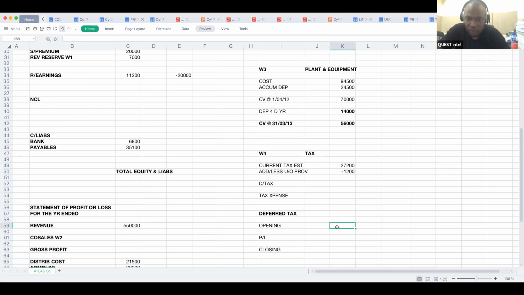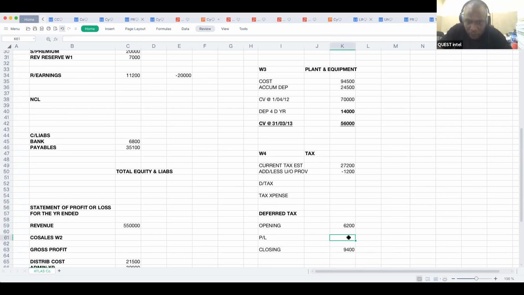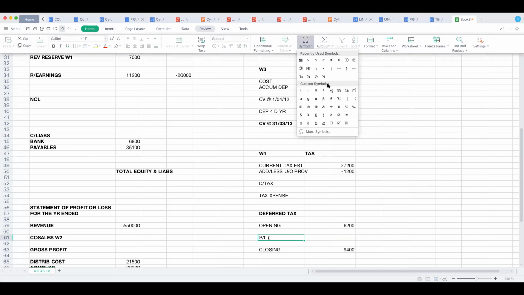Opening deferred tax was how much? 6.2. 6.2. And then closing deferred tax was 9 something. 9.4. 400. So with that, we can do our profit. The one that goes to profit or loss is the balancing figure. So in brackets, beta. I tried to look for beta. Was it beta I was looking for that day that I did not find? Let me see the symbol.